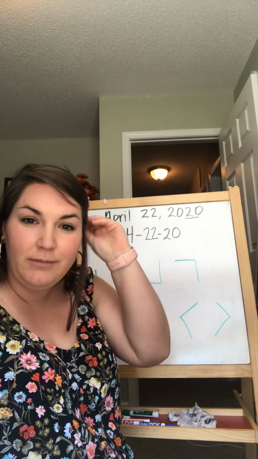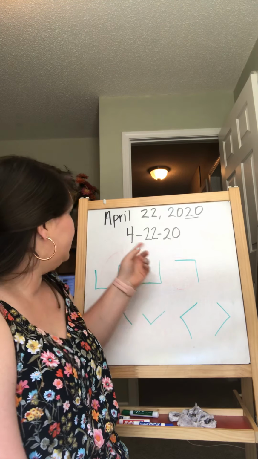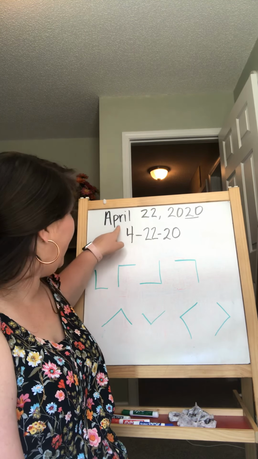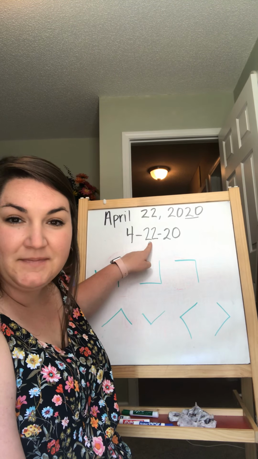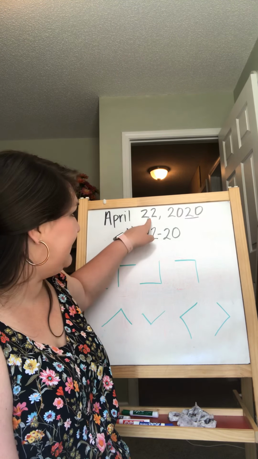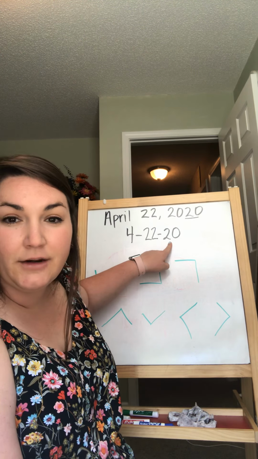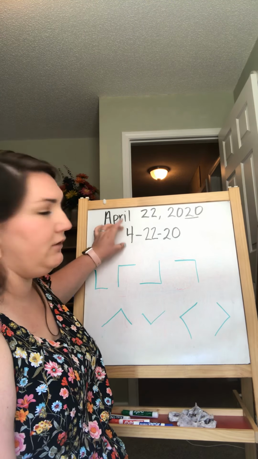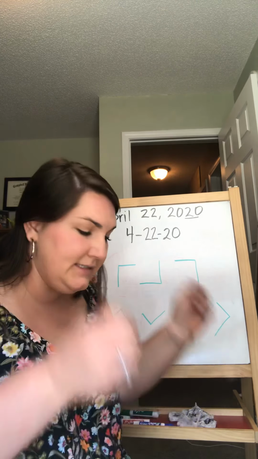Good. And so when we write it using digits, we use numbers, right? My 4 represents the month, which is April. The 22 represents the date, which is today's day, April 22nd. And the 20 represents the year, because the year is 2020. So this is the way that we write it out, and this is the way we write it in digits. All right, instead of writing it today, I am just going to say it with you.